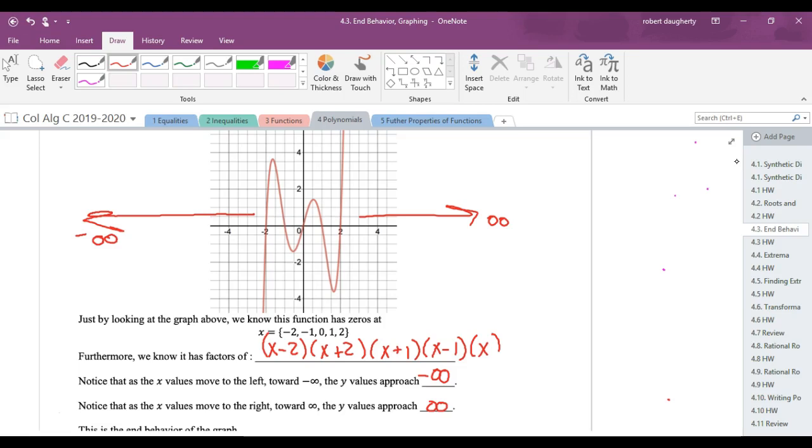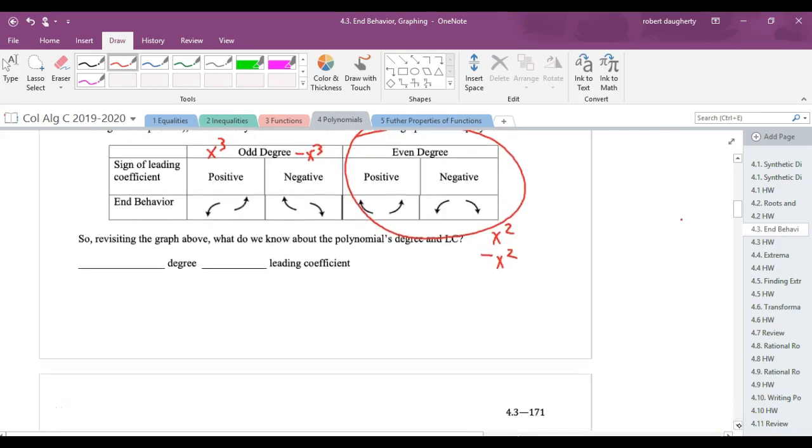The leading coefficient here, do you think it's positive or negative? It's positive because it looks like x cubed. If it had a negative coefficient, it would look like negative x cubed. So I can look at that graph without knowing any of those roots and tell that that's an odd degree with a positive leading coefficient.